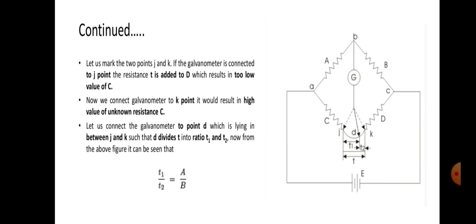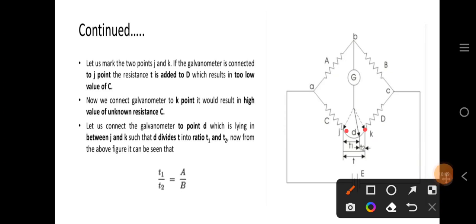Let us mark the 2 points J and K. As in the figure you can see, these are the 2 points J and K. If the galvanometer is connected at J point, the resistance T is added to D, which results in too low a value of C. So if this pointer is connected at J, then the value of C will be too low.